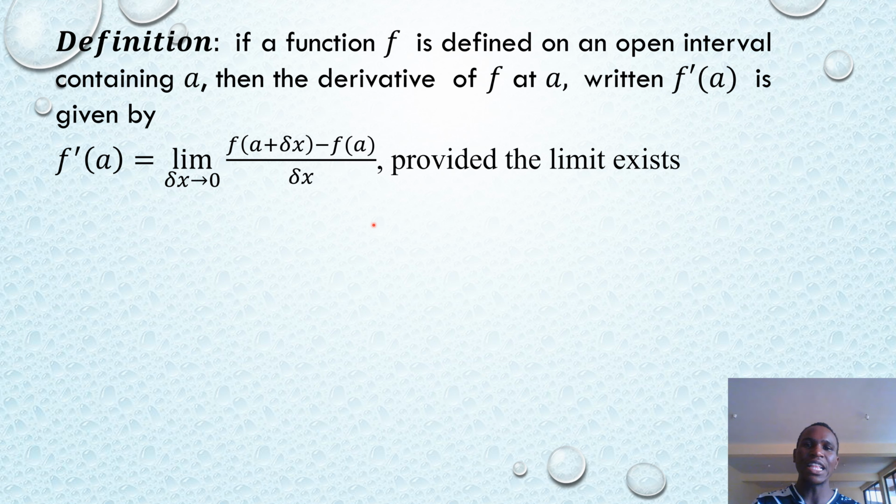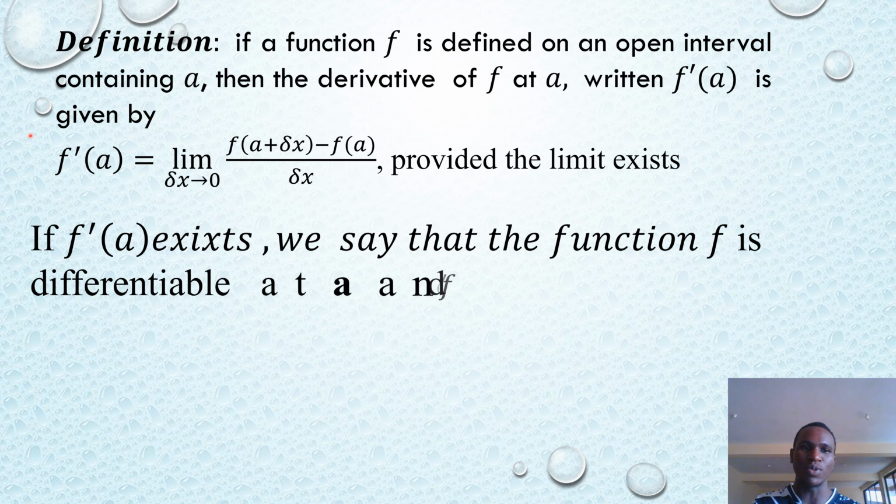Okay, provided this limit exists, this is what we call differentiability at the point x equals a. We'll see this in subsequent questions. So just take the notes down as we are going.